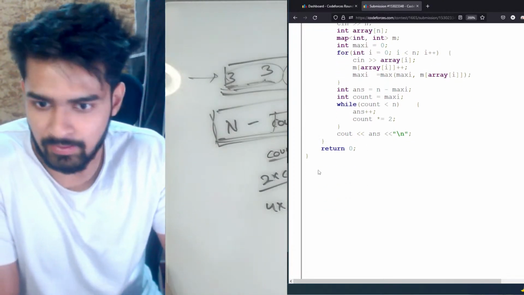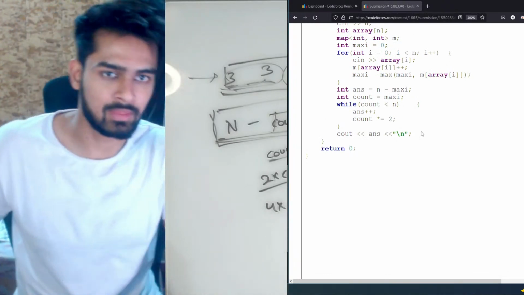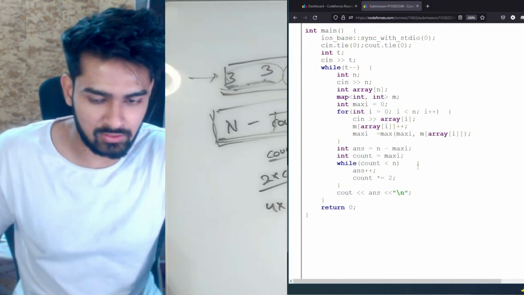I think this is also clear to everyone. This is also again a little tricky, but yeah. Okay, cool. I think we can move on to problem C now.